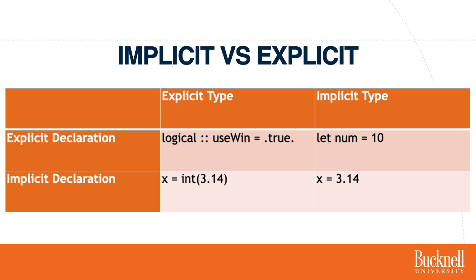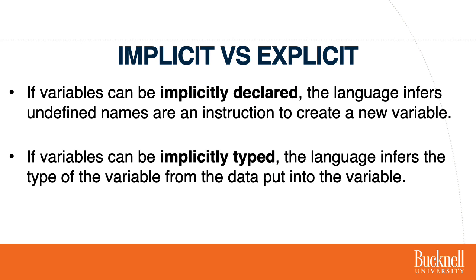Here, both the declaration of the creation of the variable is implicit and the type of the variable is implicit. It's a floating point number, and this will be commonly used in a language like Python. So to sum up, if variables can be implicitly declared, the language infers undefined names are an instruction to create a new variable. If variables can be implicitly typed, the language infers the type of the variable from the data put into the variable.